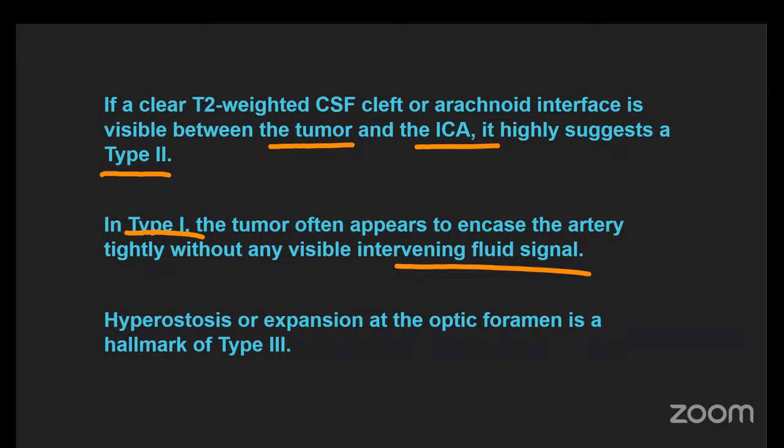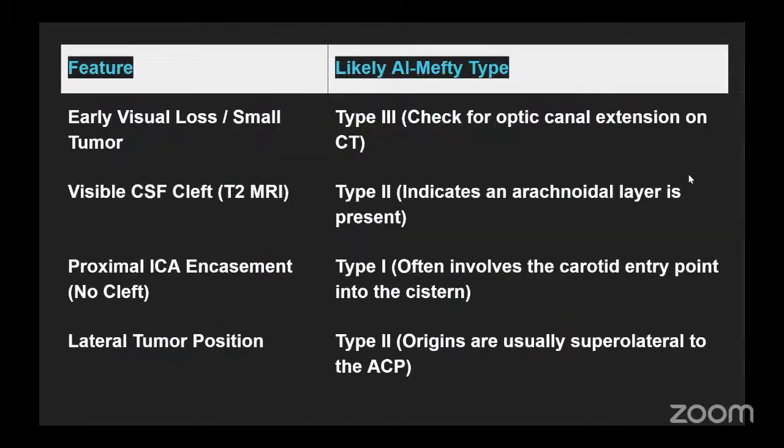In comparison, if there is hyperostosis or expansion at optic foramen, then that is a hallmark of type 3. Clear this? So this is a very small comparison table. If patient is presenting with early visual loss and the lesion is small, it is most likely going to be type 3, and you would need a CT with thin cuts to see whether there is optic canal extension there.